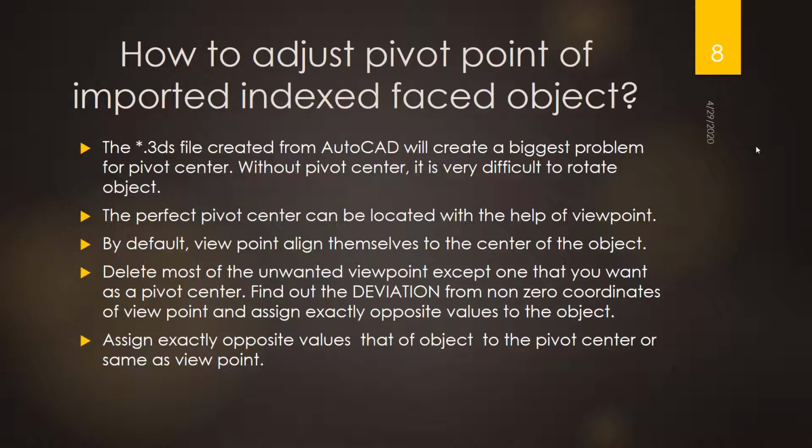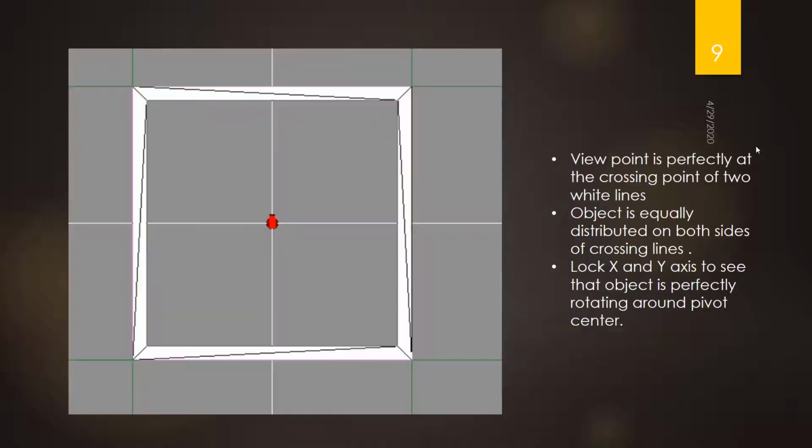Delete most of the unwanted viewpoints. As I have deleted all the 6 viewpoints, delete most of the unwanted viewpoints except the one that you want as a pivot center. Find out the deviation from the non-zero coordinates of the viewpoint and assign exactly the opposite value to the object. Assign exactly the opposite value of the object to the pivot center, or the same as the viewpoint. Now it will be very difficult to understand this particular thing, but if we demonstrate it by means of video, then you will easily understand what I am going to say.